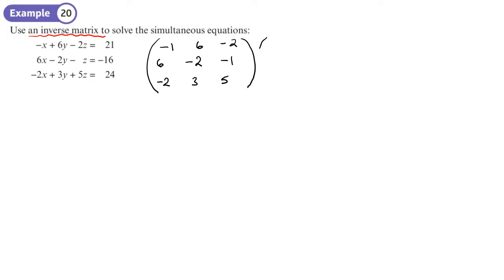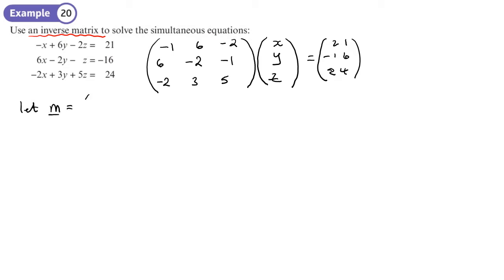Okay, and then we have the letters that we need to solve. In this case, x, y, and z. It's normally x, y, and z. And this is going to be equal to the numbers on the other side. So 21, -16, 24. So the way we're going to solve this, if we say let M equal that matrix there, then using our calculator, we are going to find the inverse. We're not going to do it the other way. We've got all those steps to do.